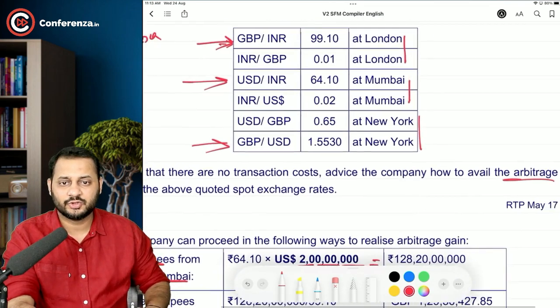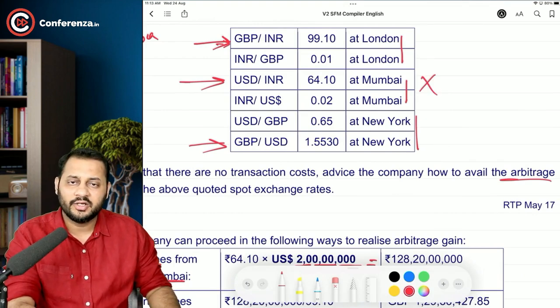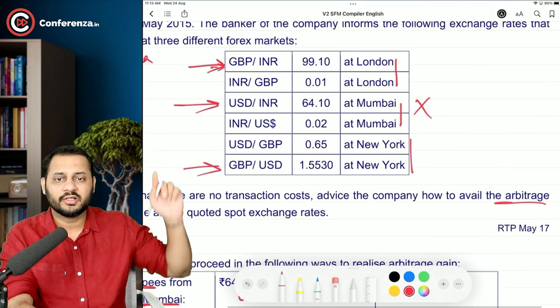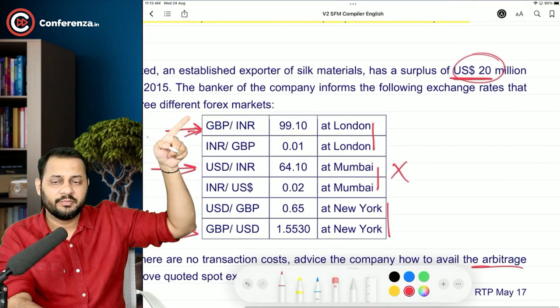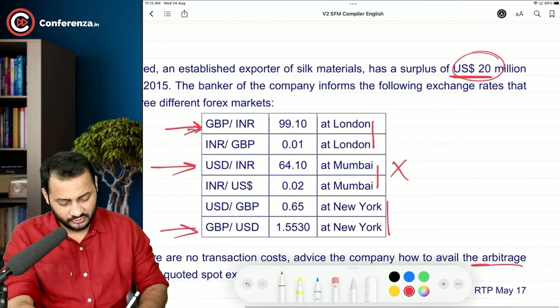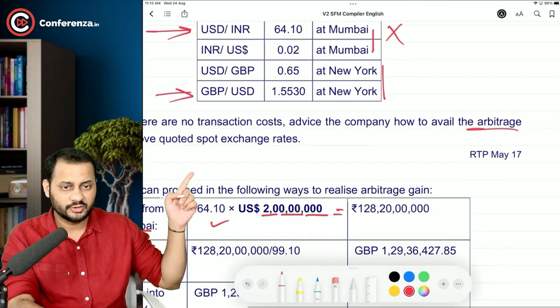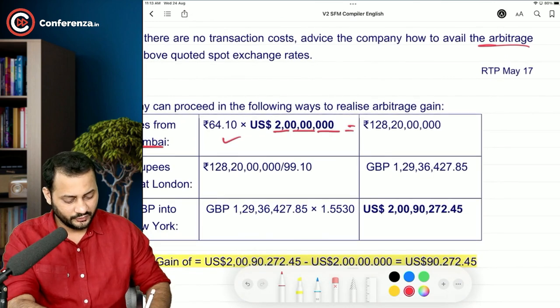Now the rupees has to be exchanged. You have completed with this market. Now take the rupees and go to some other market where the rupees can be exchanged. Now the rupees can only be exchanged in this market, right? GBP INR in this market. So exchange that rupees and buy GBP. This is also rupees, 128 crore is also rupees. 128 crore divided by 99.10, you will get the GBP.